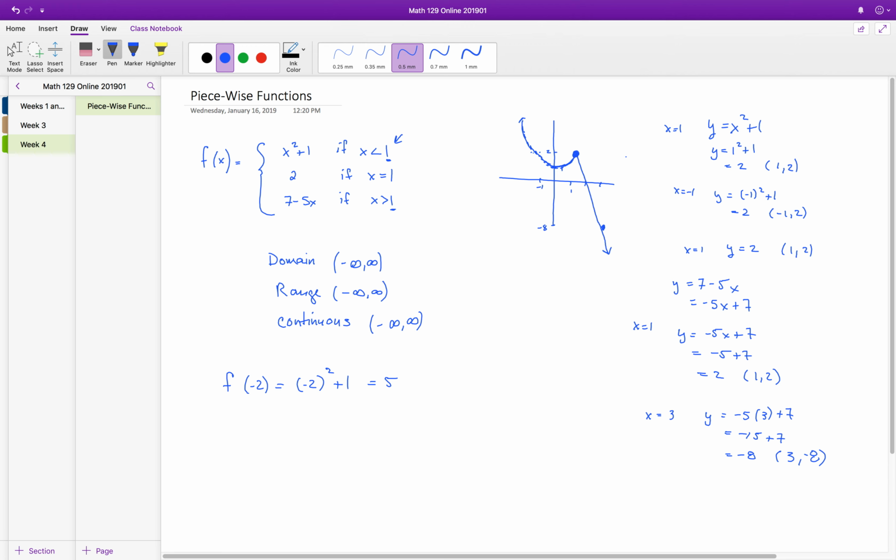If I was looking for something like f of 5, then I would plug it in down here since 5 is larger than 1. So we would say, okay, 7 minus 5 times 5, or 7 minus 25, and get that value. So that's it for the most part with piecewise functions. Give them a try and certainly let me know if you have any questions.